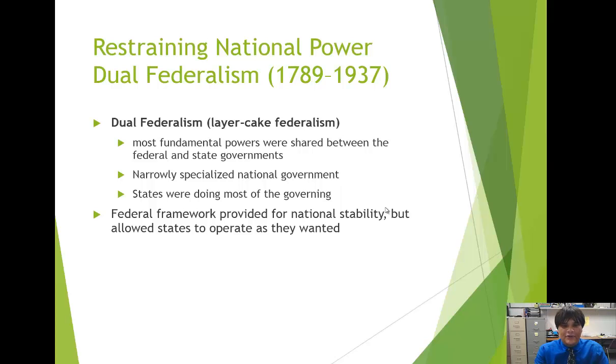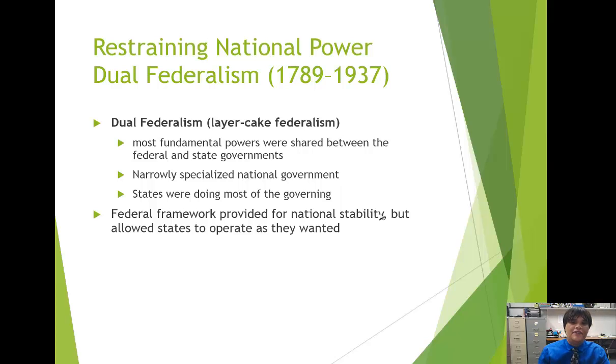You had states that were doing most of the governing. States were the ones that were experimenting. They were trying out this new nation sort of thing. They were doing a lot of the governing, determining what was best for their people. And the national government was kind of sitting there, overseeing all of it. This federal framework provided national stability, but it allowed states to operate as they wanted. So if the states did need something, they could go to the federal government. If there was a problem nationally, the national government was there to provide stability and unify the nation. But for the most part, most of the governing was going on within the states.